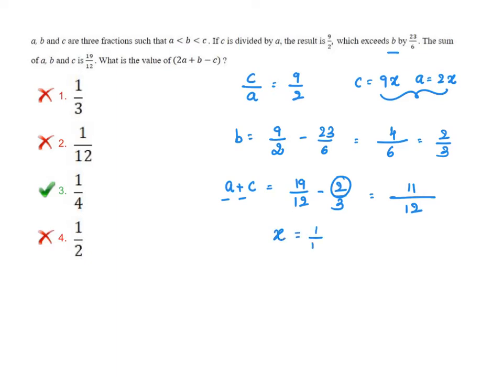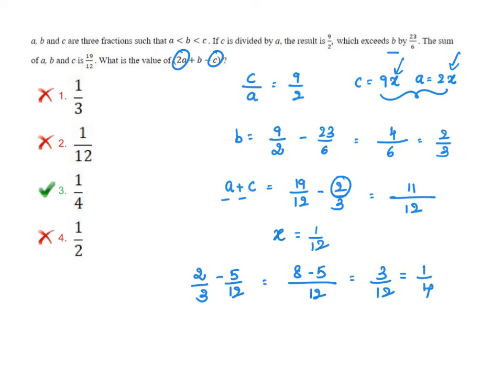You want 2a minus c. 2a means 4x minus c is 9x, which is minus 5x, which is minus 5 by 12. Then b is 2 by 3. Take the LCM 12. 3 fours are, which means 2 fours are 8 minus 5. That is 3 by 12. 1 by 4 is the answer.